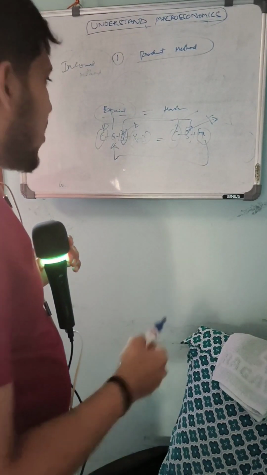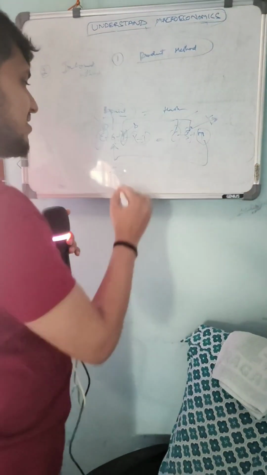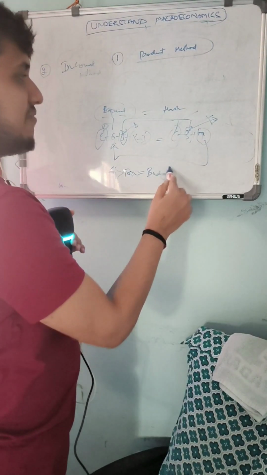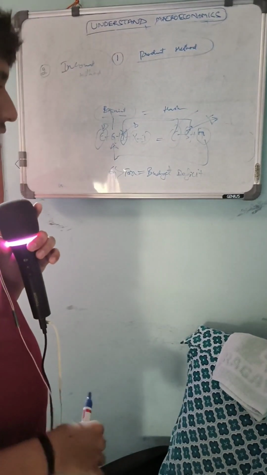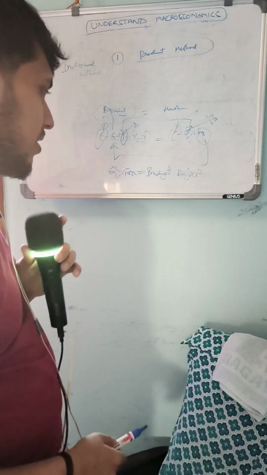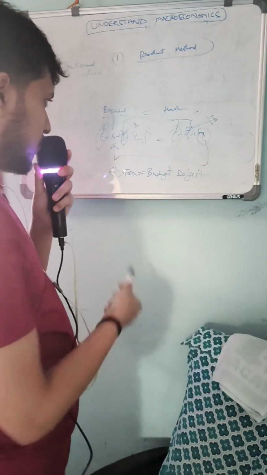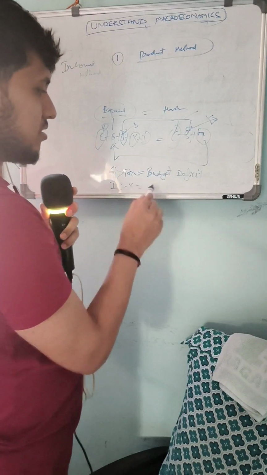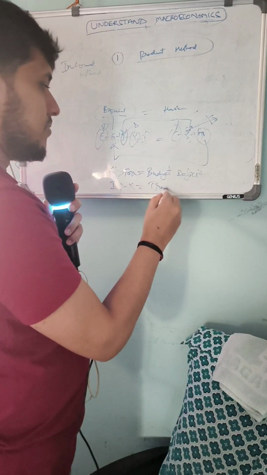Now what if government expenditure is greater than tax? What happens? It is a budget deficit. They have to sell securities or take loans from banks or international institutions. What if import is greater than export? What happens? It is called the trade deficit.